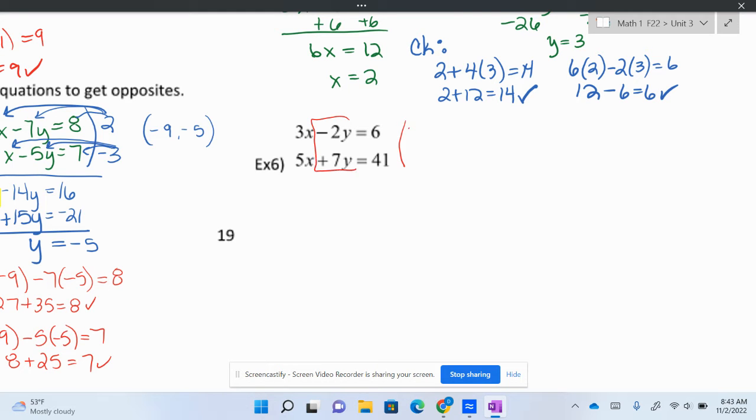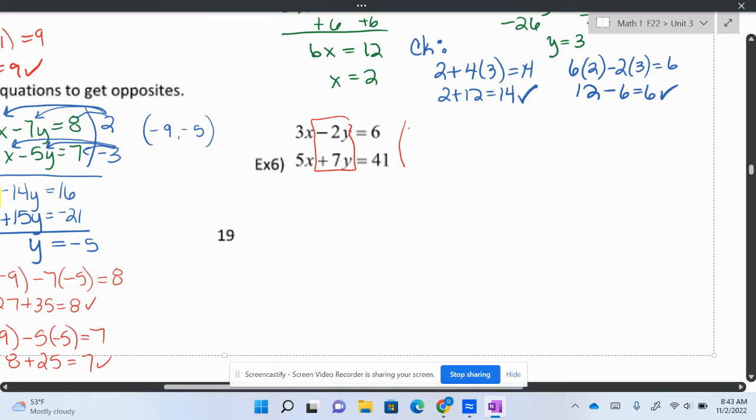Look at the y's right now. Are they opposites right now? So if they're opposites, don't multiply by a negative because you just change the value of the number. You keep it. You're going to multiply by two positives because you don't want to change the sign. So we're going to multiply by 7 and 2.